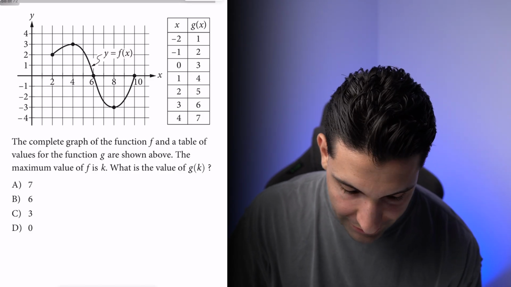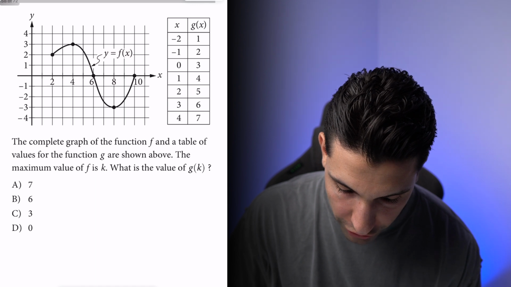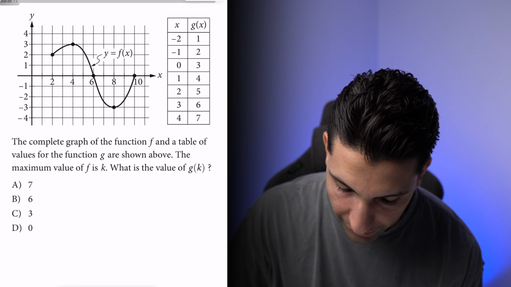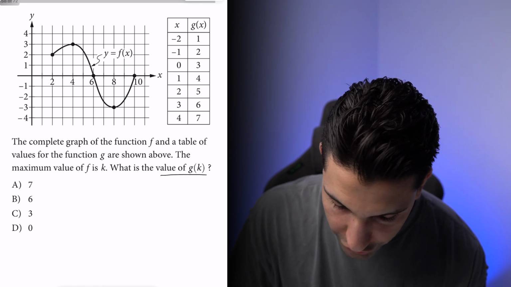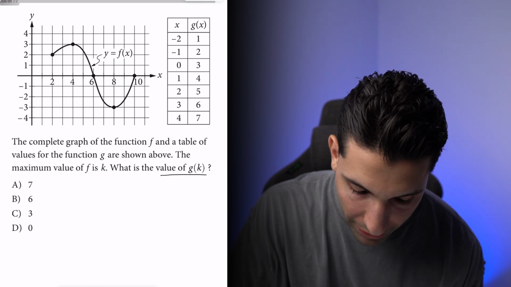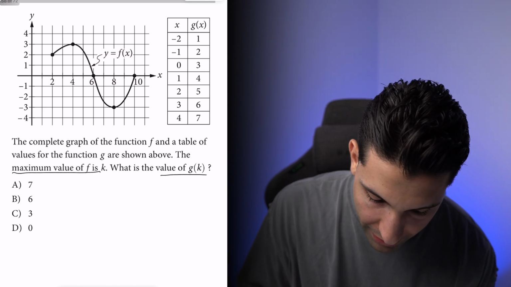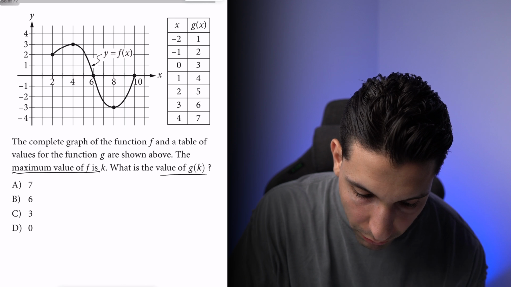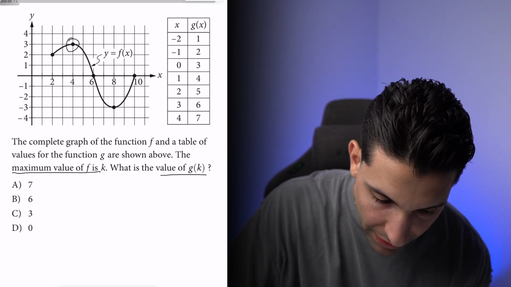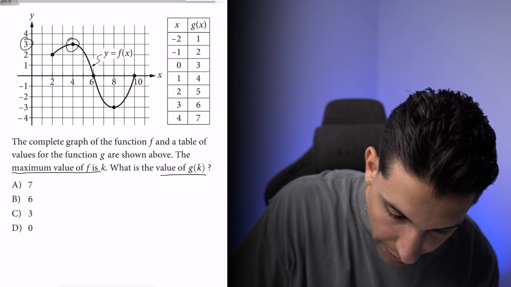Let's look at problem number 2. The complete graph of the function f and a table of values for the function g are shown above. The maximum value of f is k. What is the value of g of k? So we are solving for the value of g of k. And the graph shown above is f of x. So we're asking for the maximum value of f, which is k. Let's look at the highest point on the graph here, and we see that the maximum value of f is k, so the highest point is 3.